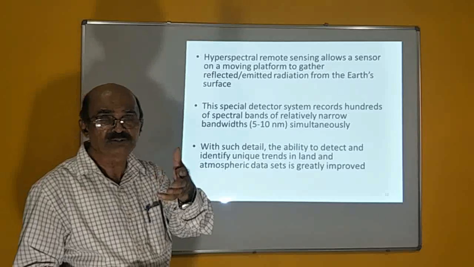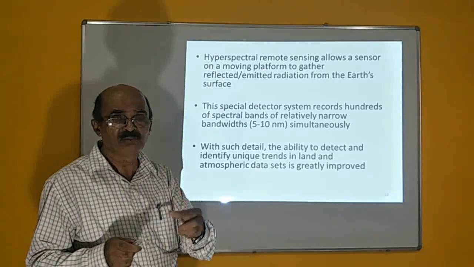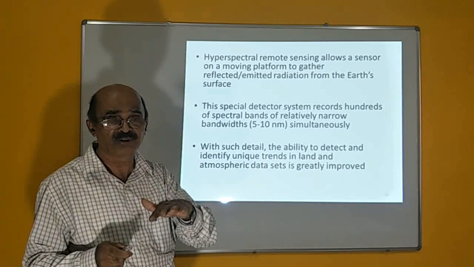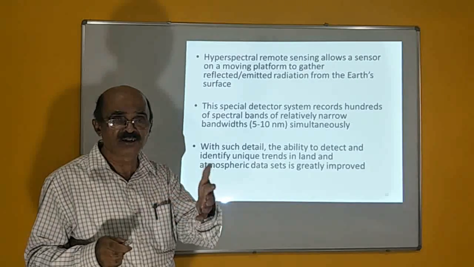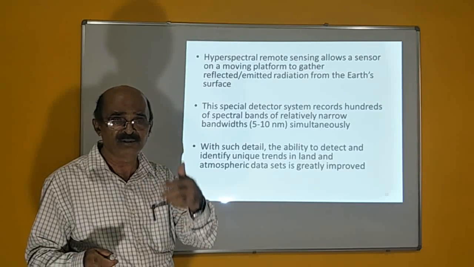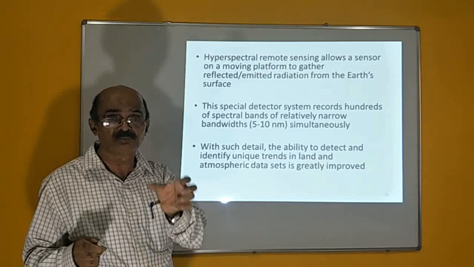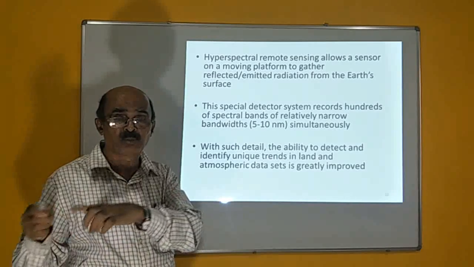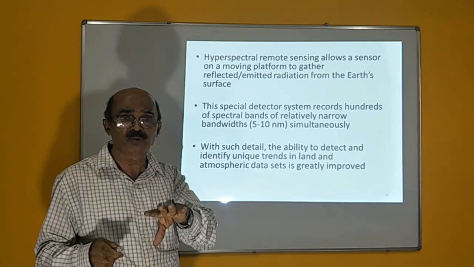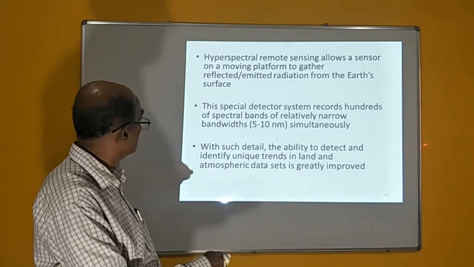Whereas in case of multispectral, there will be a break between the bands. For example, in case of thematic mapper data, the first band collects the data from 0.45 to 0.52, part of blue and green, the second band collects the data from 0.52 to 0.59, that is the green band, the third band collects the data from 0.62 to 0.68. That means there is a break between 0.59 to 0.62 micrometer or 590 nanometer to 620 nanometer. But in case of hyperspectral remote sensing, there is no break between the bands.